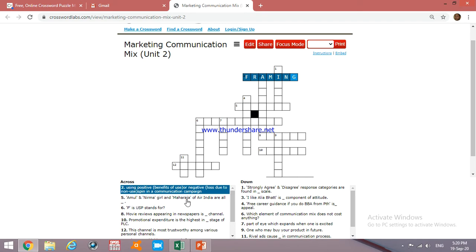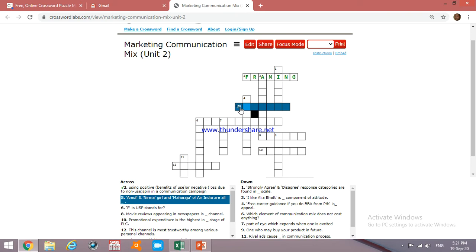Now, Amul and Nirma Girl and Maharaja of Air India. I hope you might have seen the Amul Girl and the Nirma Girl which appear on their packaging. And the Maharaja is shown along with the air carrier Air India. They are called mascots, right?